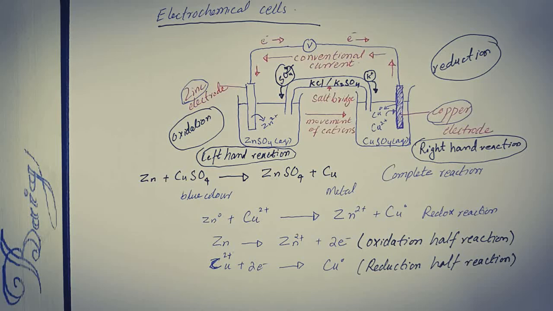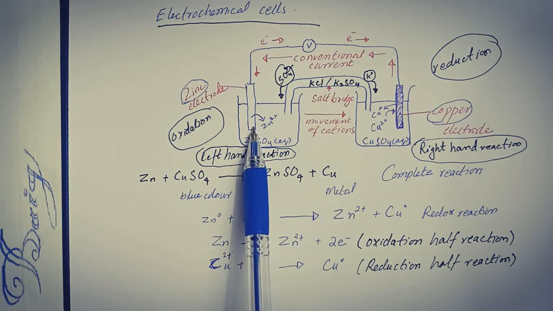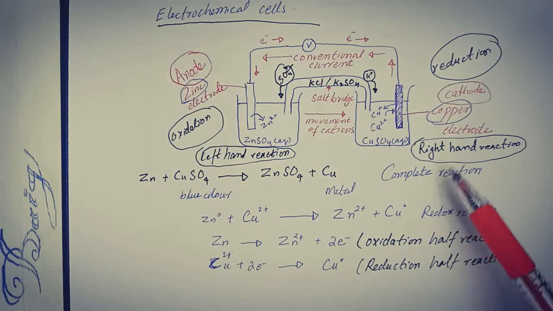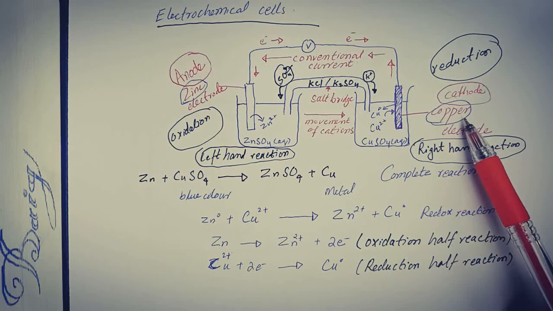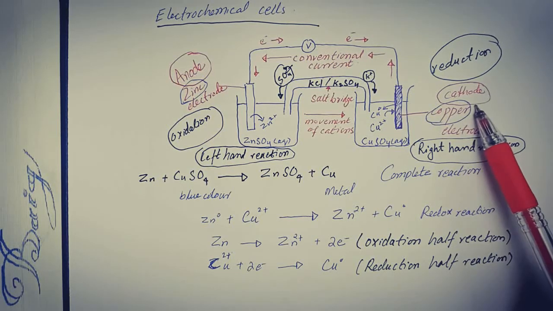And in this discussion there are some important points which must be understood to fully comprehend the electrochemical cell. So the first one is that oxidation is taking place at the zinc electrode, and it is called the anode, whereas reduction takes place at the copper electrode, and it is called the cathode.